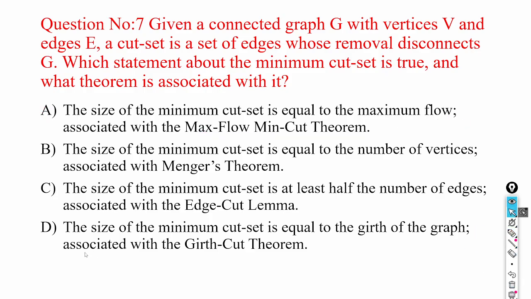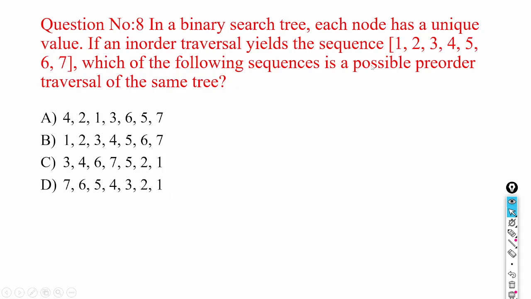Moving to the next question. Question number 8. In a binary search tree, each node has a unique value. If an in-order traversal gives the sequence 1, 2, 3, 4, 5, 6, 7, which of the following sequences is a possible pre-order traversal of the same tree?